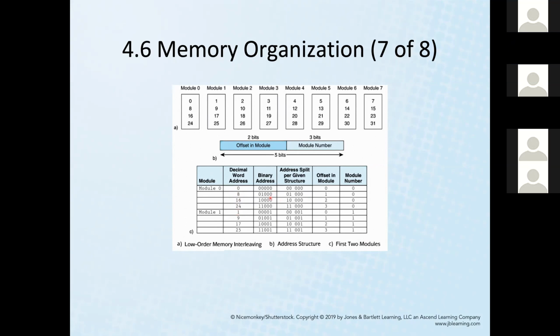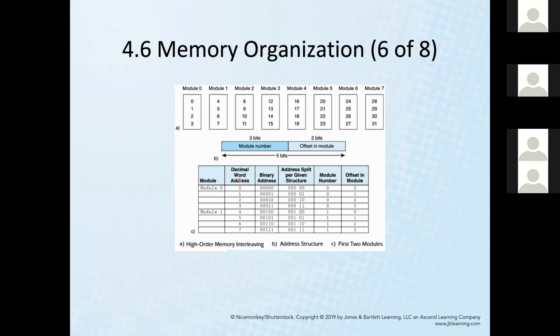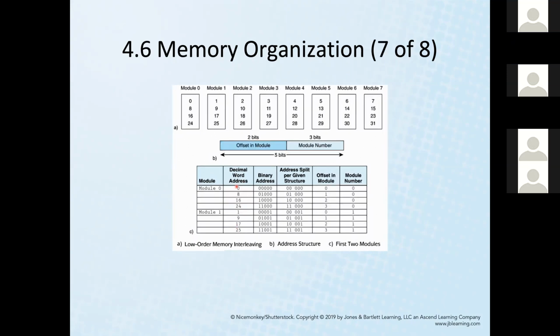Okay, that's fine. So here, the decimal addresses, let's go back to the previous slide. The decimal addresses were in sequence: 0, 1, 2, 3, 4, 5, 6, 7, 8, 9, 10. But this slide shows the decimal addresses in this form: 0, 8, 16, 24, 1, 9, 17, 25.